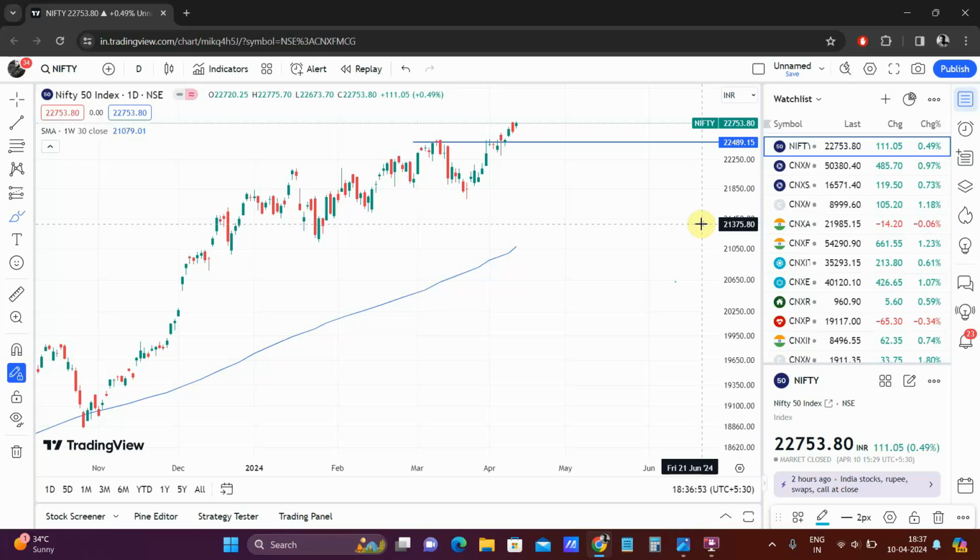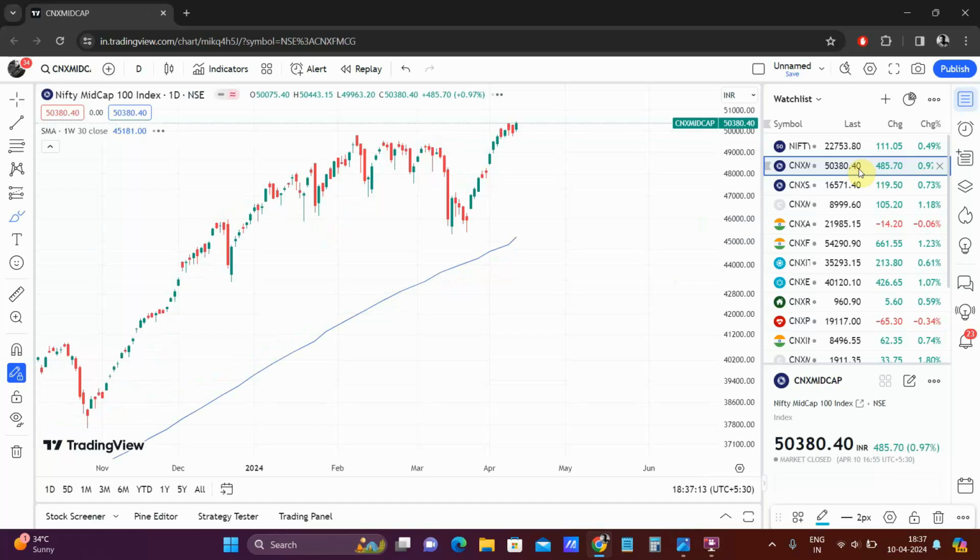So looks like 23,000 would act like some kind of a resistance, because usually these whole numbers, they kind of act like resistance, that is 23,000, 23,500, 24,000. So maybe the next resistance for Nifty would be around those levels, right?